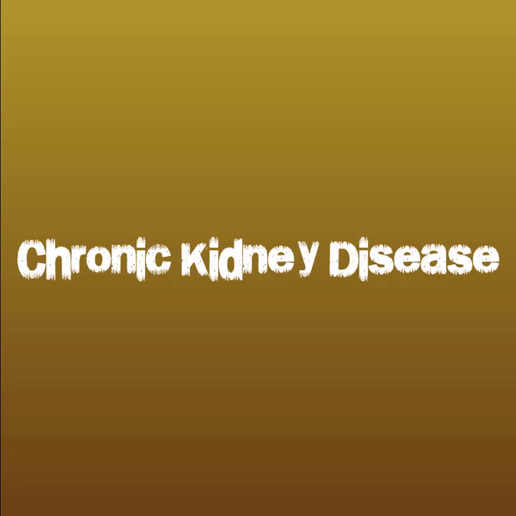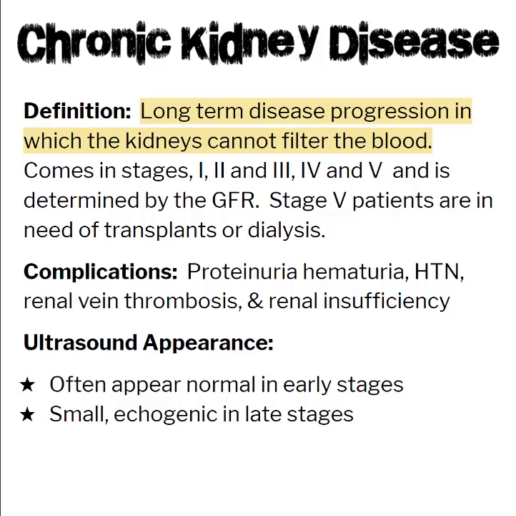Our last disease for the renal failure umbrella is chronic kidney disease. Chronic kidney disease is a long-term disease progression in which the kidneys cannot filter blood. We've talked about tons of diseases up until this point, and they all cause the kidney to not function very well. As time goes by and the kidney continues to not function well, it's going to slowly get worse and worse and worse. And that's where chronic kidney disease comes in.